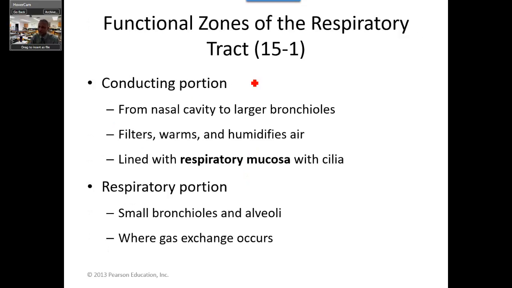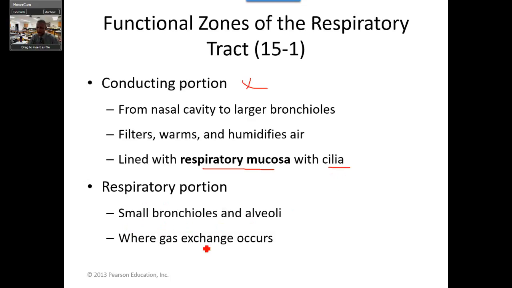We have 2 major areas, the conduction zone and the respiratory portion, or the conduction portion. So the respiratory tract, so the nasal cavity, the large bronchioles, this is where you're going to filter and warm, humidify, preventing dehydration. And then it's lined with respiratory mucosa that has cilia, pseudostratified ciliated columnar cells. Okay, then we got to review your histology.